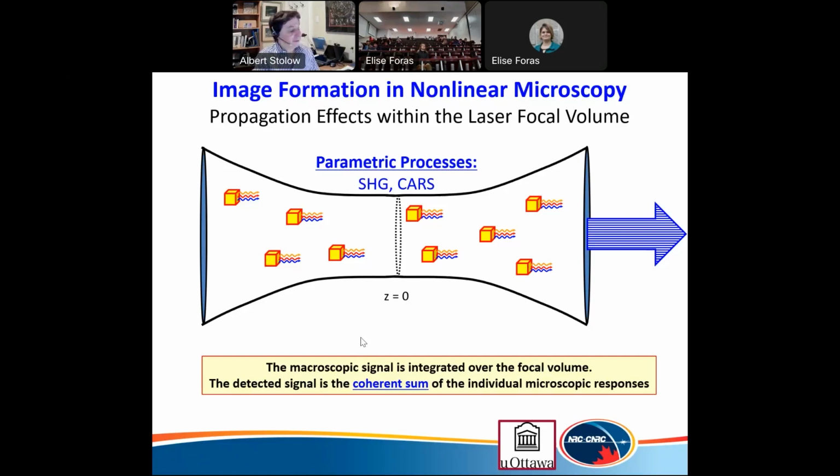So this is the origin of these artifacts, which I showed you in coherent nonlinear optical microscopy, that you can get shadows, you can get spectral distortions. In nonlinear optical microscopy, just because you see intensity in the signal doesn't mean that there's more molecules there. It's more complicated than that. There are coherent nonlinear optical effects.